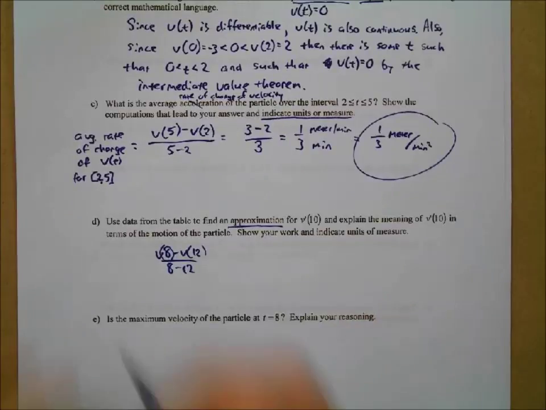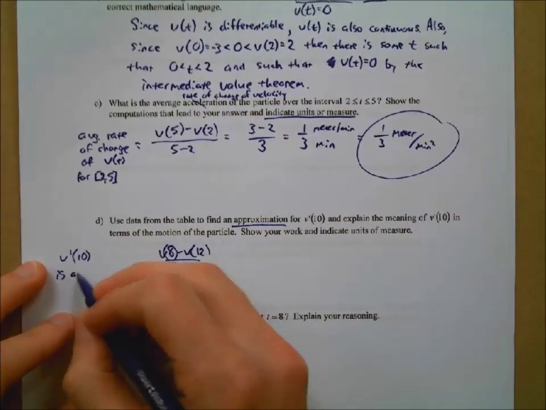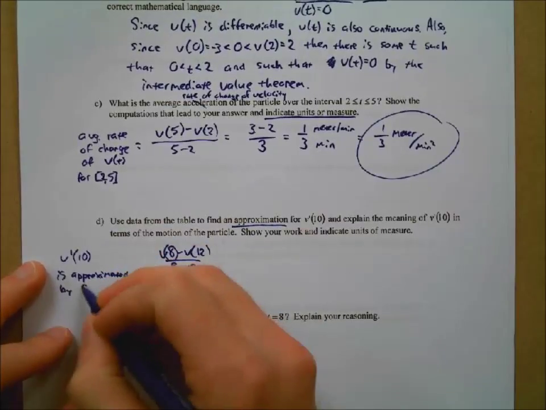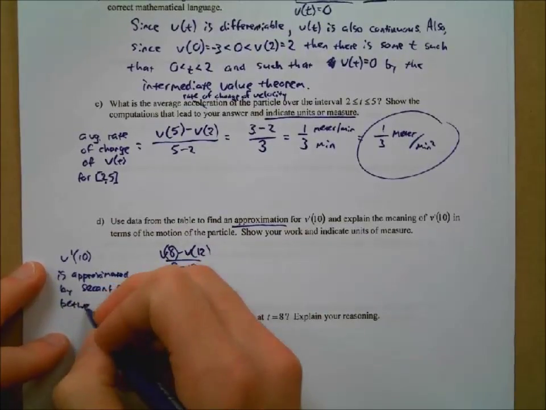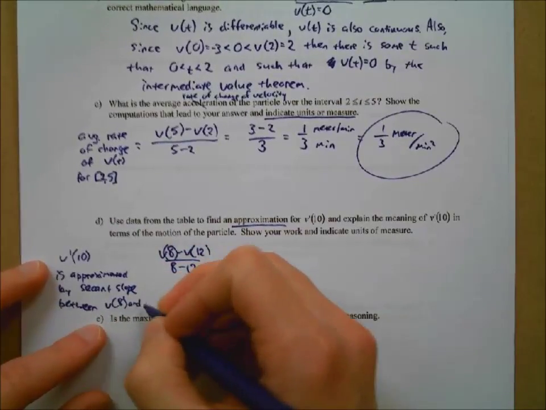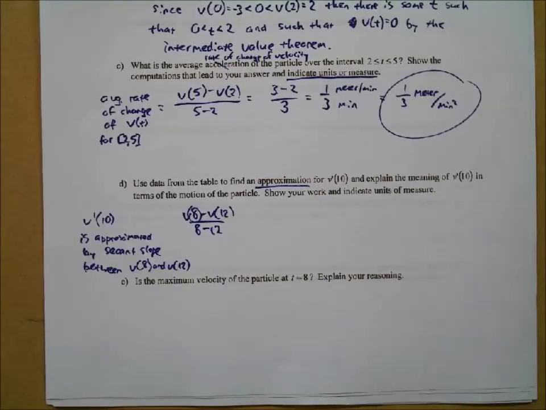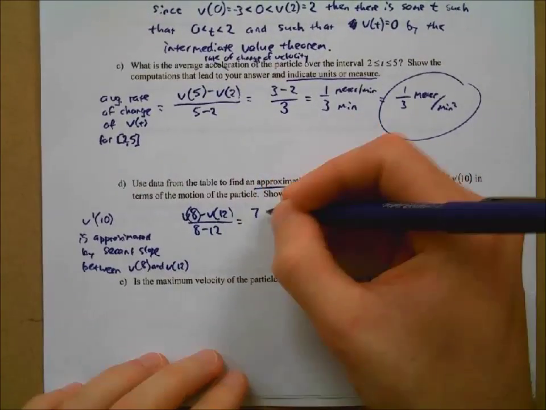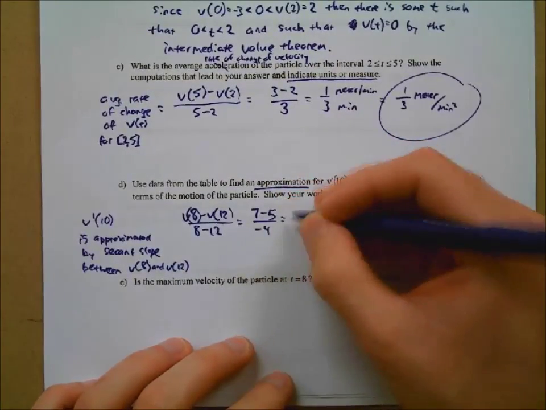Okay, so again, v prime of 10 is approximated by secant slope between v of 8 and v of 12. Again, we're approximating, so you're going to use a secant slope to approximate a tangent. Okay, v of 8 is 7, v of 12 is 5, 8 minus 12, negative 4, and so 2, and then over negative 4, so negative 1/2.